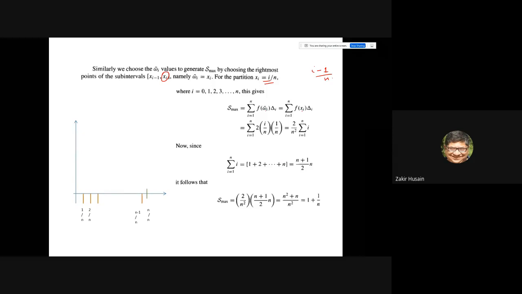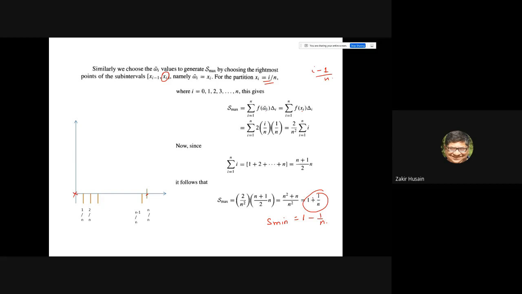So it goes like this: 1, 2, 3, up till n. We are taking this point, but we are not taking this point. The summation of this is simply n plus 1 by 2 into n. So we substitute this over here, and after some algebraic manipulation, we get 1 plus 1 by n. In the earlier case, this was S min, and this is S max.